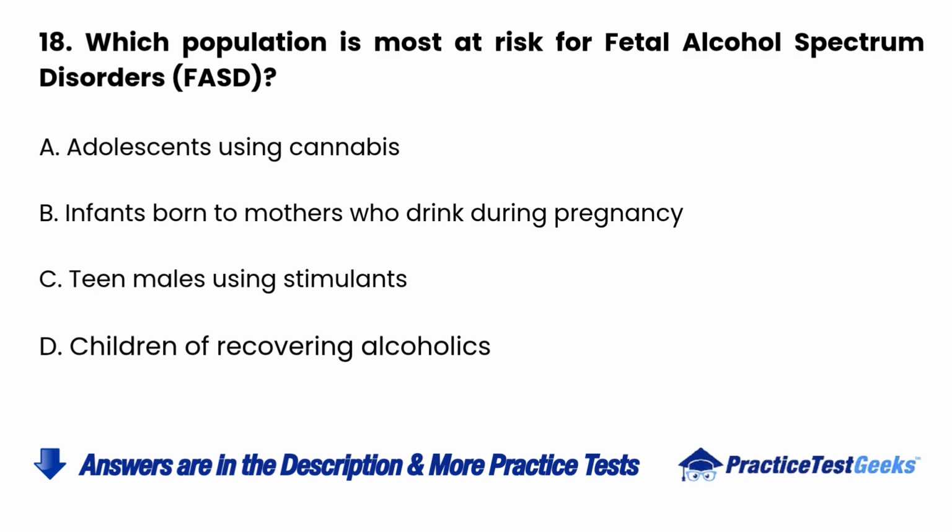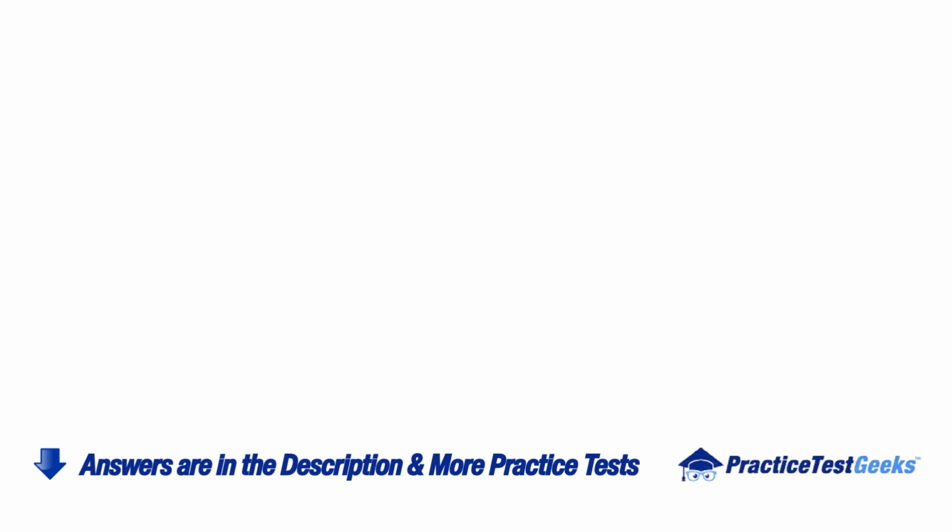18. Which population is most at risk for fetal alcohol spectrum disorders (FASD)? A. Adolescents using cannabis. B. Infants born to mothers who drink during pregnancy. C. Teen males using stimulants. D. Children of recovering alcoholics.